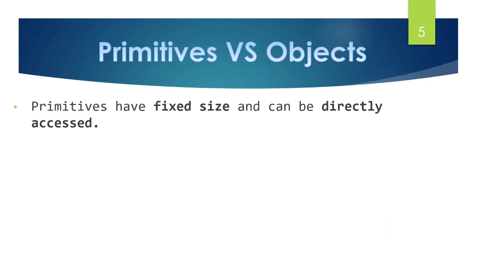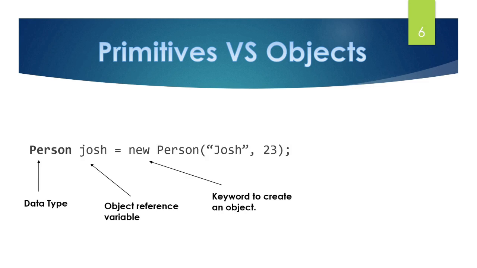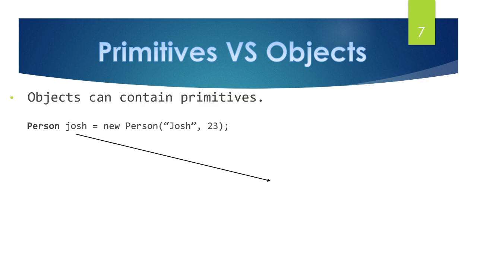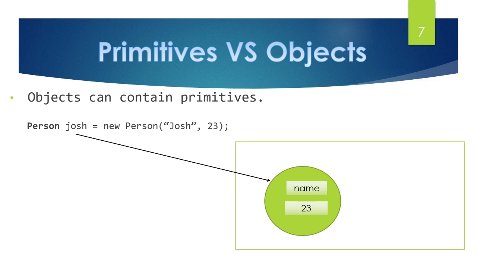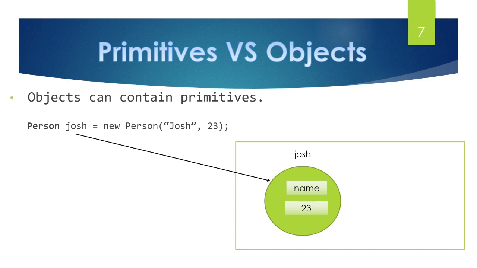Let's discuss the differences between primitives and object types. Primitives have fixed size and can be directly accessed, while objects can be accessed through object reference variables, and they can be dynamically resized. In this example, variable name Josh is not itself an object. It is an object reference variable. This reference variable acts as a pointer to an actual object in the memory. So it only refers to an actual object, but it is not itself an object.